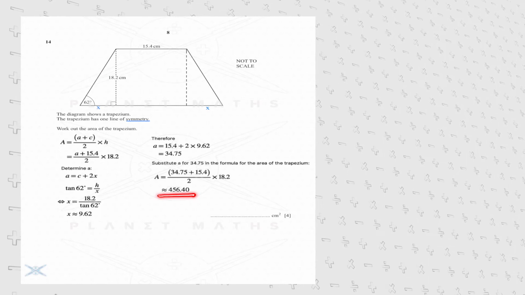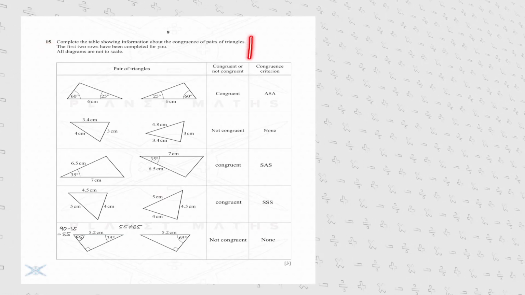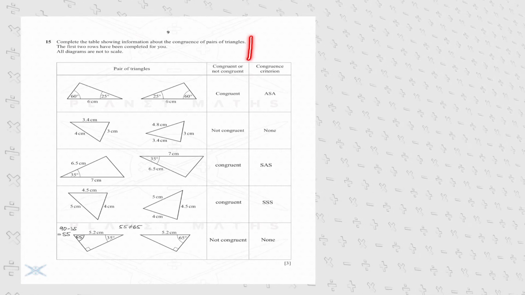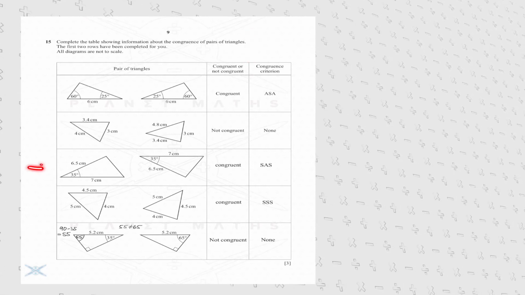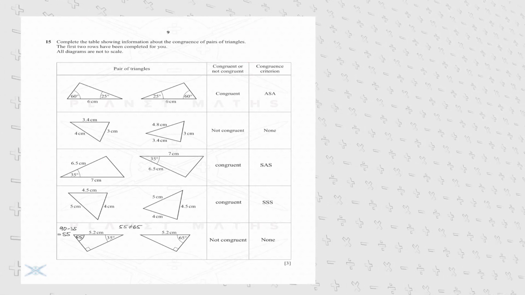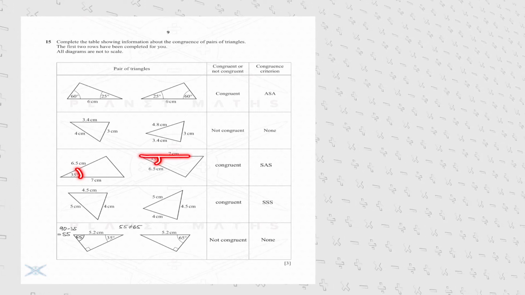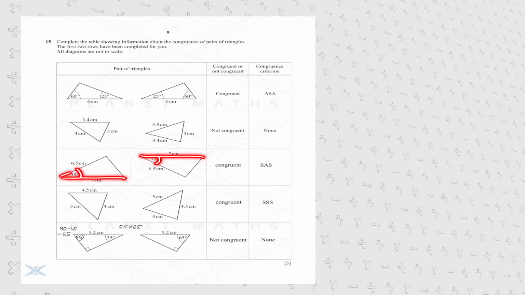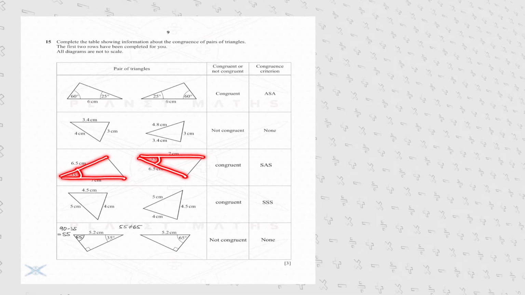456.40 centimeters squared. Continuing with exercise 15, we are here supposed to complete the table showing information about congruence of pairs of triangles. The first 2 rows have been completed for us, and all diagrams are not to scale. Taking a look at the third pair of triangles, we can see that both of them contain the angle 35 degrees and also the side length of 7 centimeters at the correct side of the angle, which is also the case for the other side, which is of the same length, namely 6.5 centimeters.